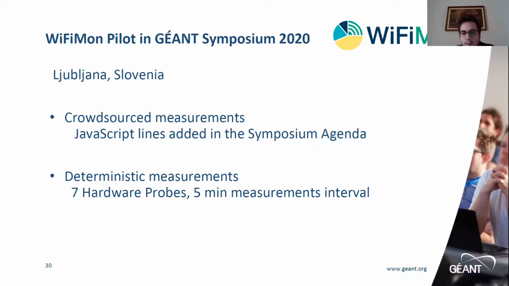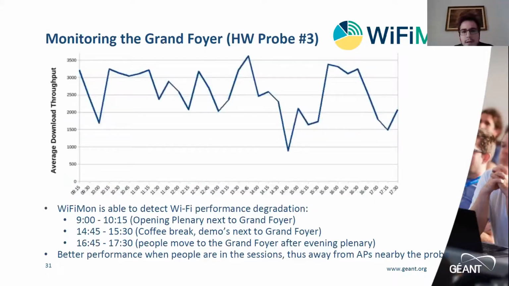And for the deterministic measurements, we had 7 hardware probes with a measurement interval of 5 minutes. Every 5 minutes, the probe performed a measurement. And these are the results that we got from a hardware probe included in the Grand Foyer. The Grand Foyer was the room where people met to drink their coffee, to have lunch, etc. And as you can see, it was extremely close to the main room where there was the opening plenary and the evening plenary. As you can see, also in this case, we are able to detect performance degradation.